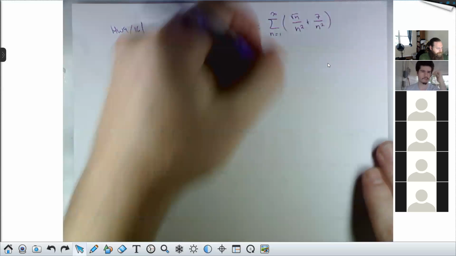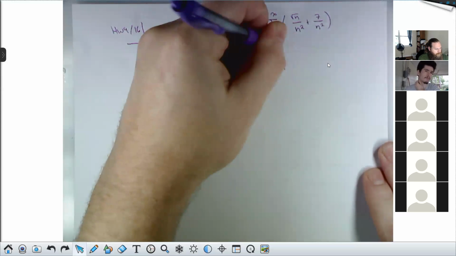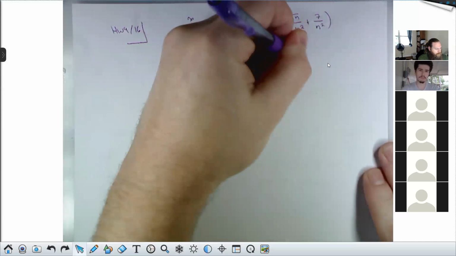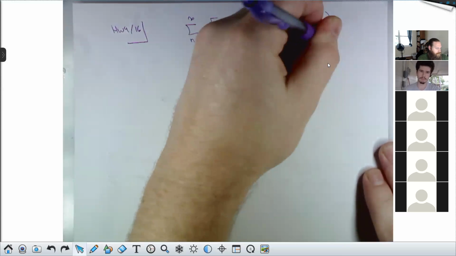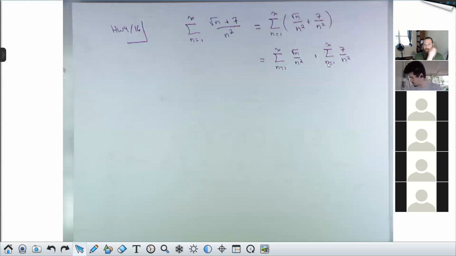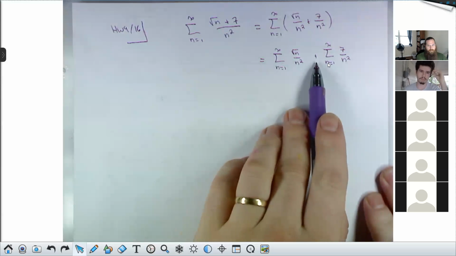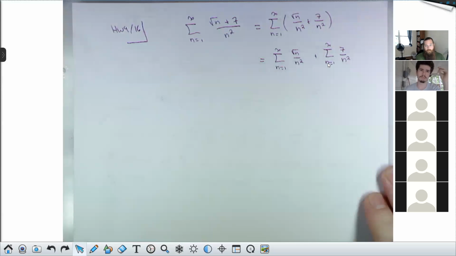And now I can split up that series as sigma n from 1 to infinity, root n over n squared plus sigma n from 1 to infinity, 7 over n squared. And this will get us closer to seeing how we can understand this as a sum of two p series. This plus right here is what they mean by a sum of two p series. So each of these, if we use a little lecture logic, we can deduce should be able to be rewritten as p series. The second one I think is a little bit easier.